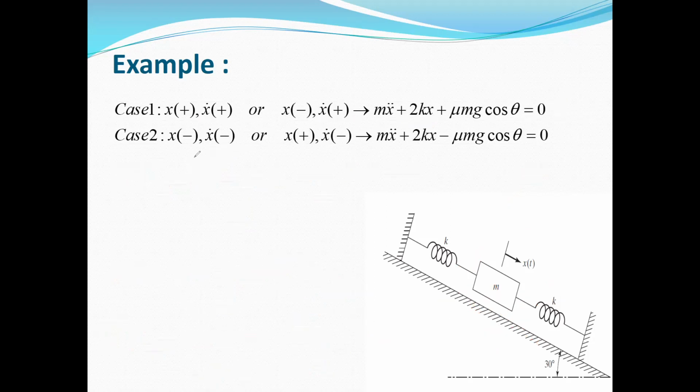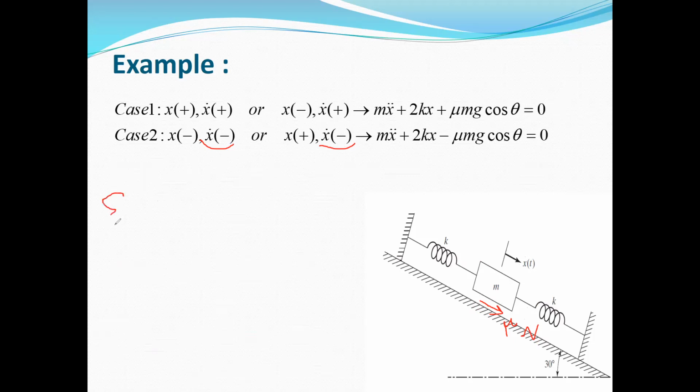For the second case, when the mass m is going up, x dot is negative, or the direction of the velocity is opposite to x. In this case, when mass m is going up, the friction force is in downward direction. It will be mu N. Again, N is obtained from the previous equation and is equal to mg cosine theta, similar to equation 1. Only the direction of mu will be changed.